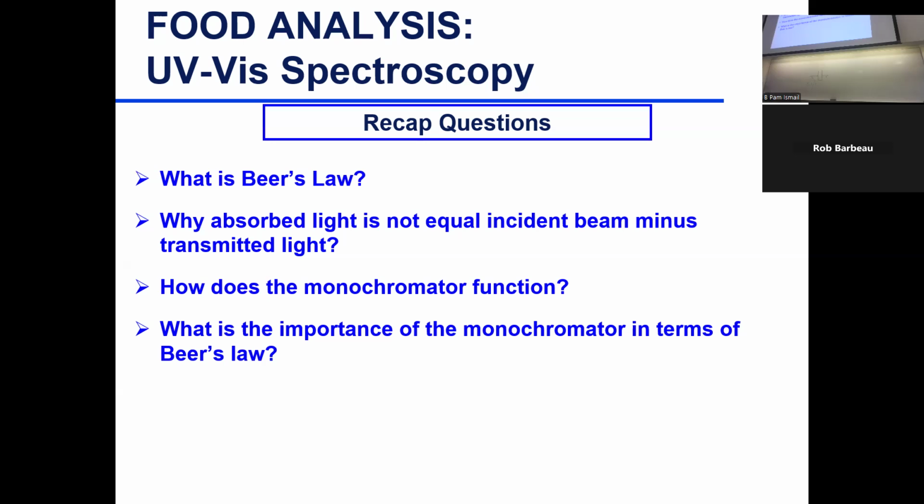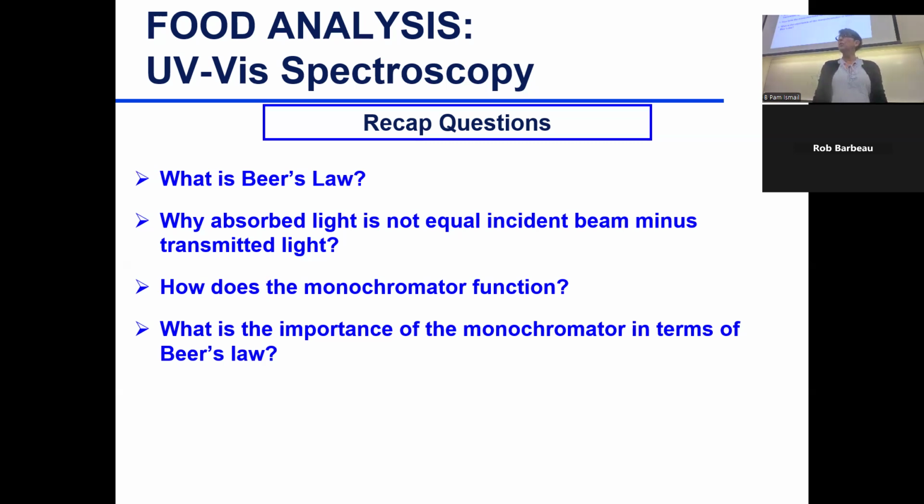Reflection can happen. What else can happen? There's a lot of scattering. Light scattering, reflection. So not all the light really gets to the sample. Some of it gets reflected. Some of it, if you have particulate, gets scattered. So that's why we take the relationship and the log of transmittance. Negative log of transmittance is the absorption, and that's linearly related to concentration.